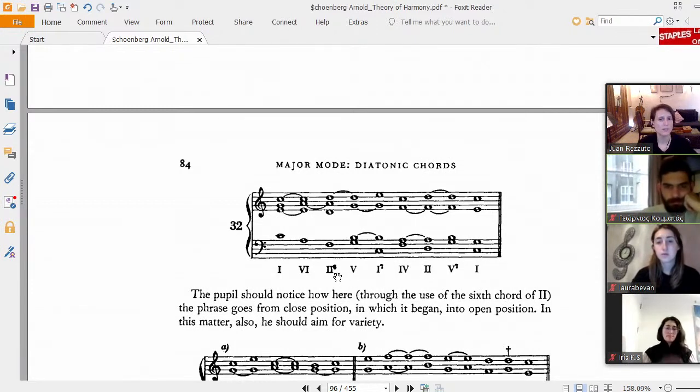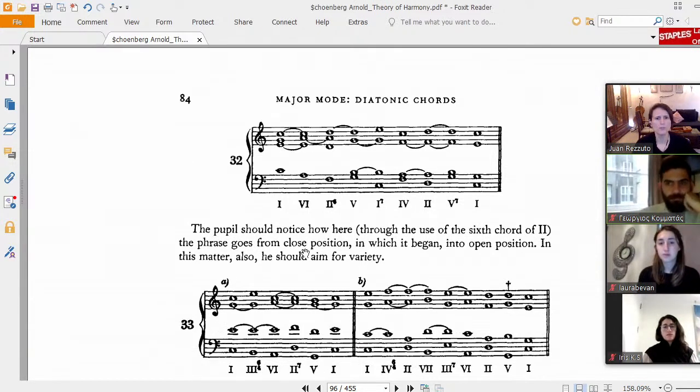Now, what he says about the repetition of the sequences, repetition of certain root motions, yes, please try to avoid it, because actually that's the dullness. The people should notice how here, through the use of the sixth chord of the second, this one, the phrase goes from closed position, in which it began, into open position. In this matter also, he should aim for variety.